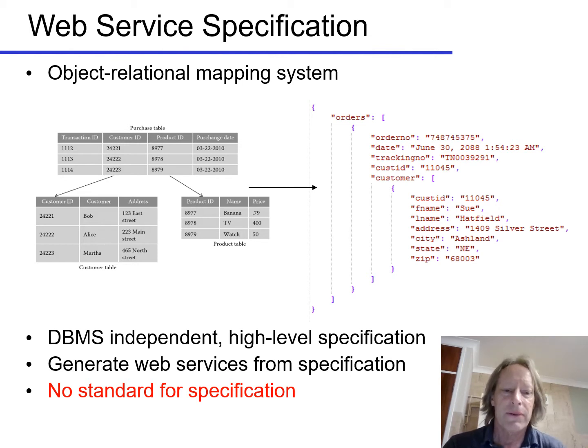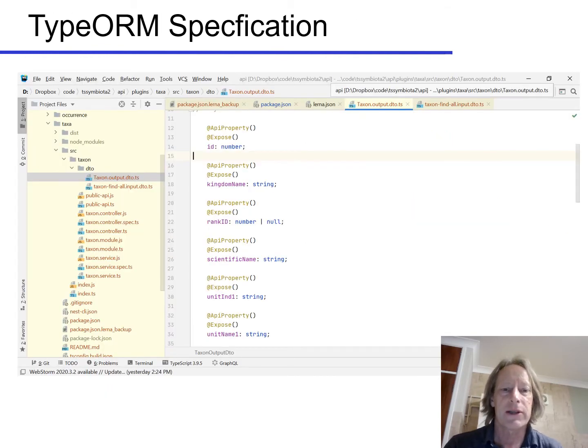Unfortunately, from a standards perspective, there's no standard for this specification. Instead, the specification depends on the kind of tool that we're going to use. For Symbiota2, we're going to write Symbiota2 in TypeScript. And for TypeScript, there's a tool called TypeORM, the Type Object Relational Mapper. And here's an example of the specification for the taxa table.